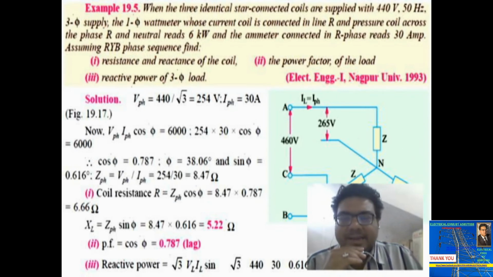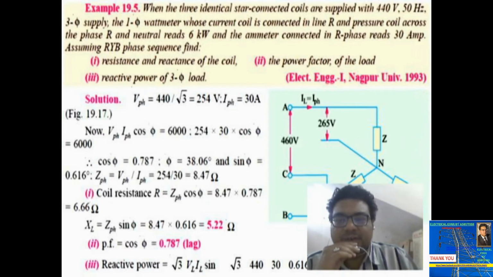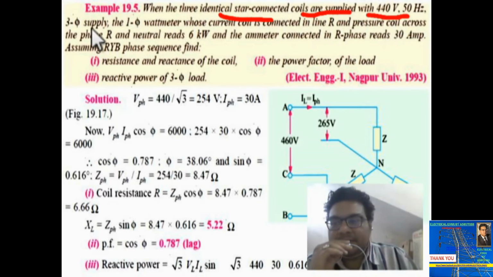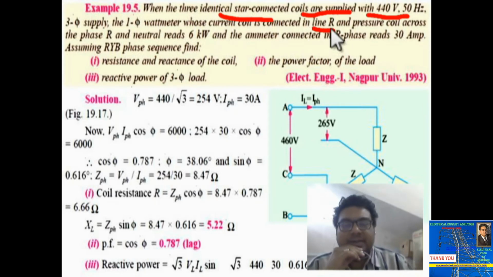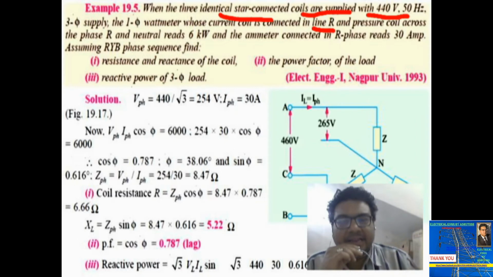So guys, this is the next problem we are given over here. Let's read the question. When 3 identical star connected coils are supplied with 440 volt 50 hertz 3-phase supply and a single phase wattmeter whose current coil is connected in line with R phase. There is a wattmeter connected, and the current coil of that wattmeter is connected in series with the line R.